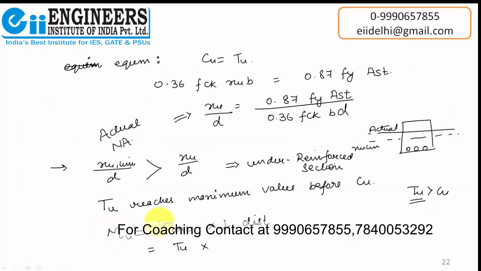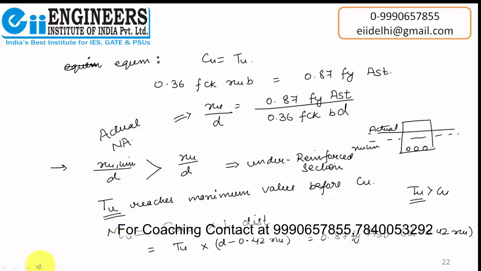So moment of resistance will become TU into perpendicular distance, that means d minus 0.42 times XU. That means it will be 0.87 Fy AST into d minus 0.42 times XU. This question was asked in this year's Jal Nigam question paper of UPPSC. They asked that if it is an under reinforced section, then what will be the moment of resistance value? So it should be according to tensile forces.